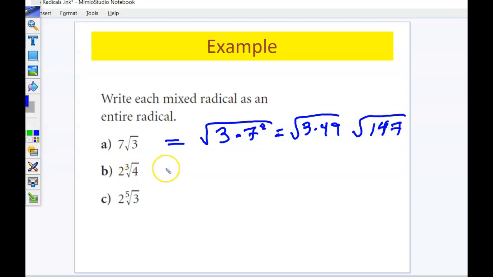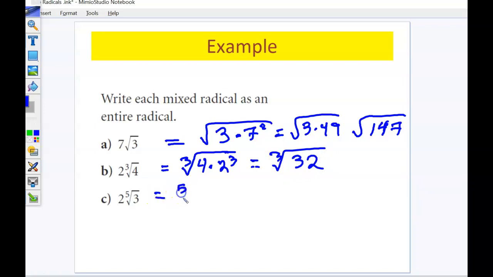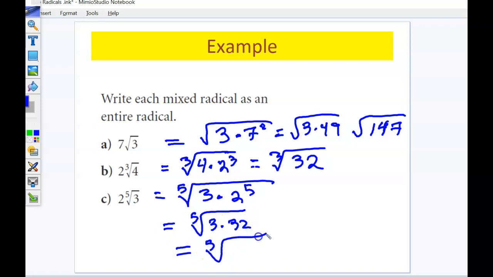For 2 cube root of 4, again, I have the cube root of 4, and if I bring in a 2, it's going to be 2 cubed. So this is going to be 2 cubed is 8 times 4 is 32. So this is going to be cube root 32 as an entire radical. And finally, for the last one, I have 5th root of 3 times 2 to the 5th. So this is going to be the 5th root of 3 times 32, which is going to be the fifth root of 96.